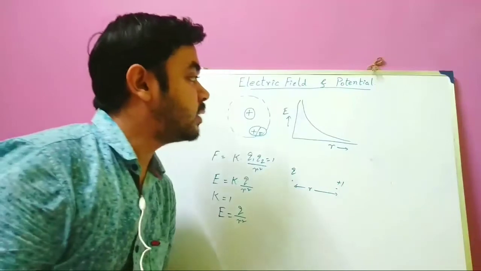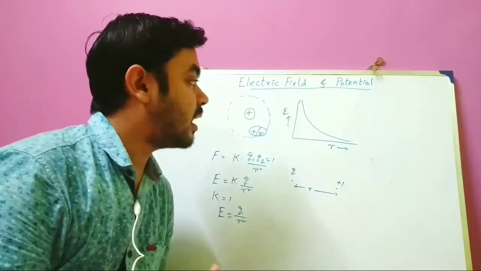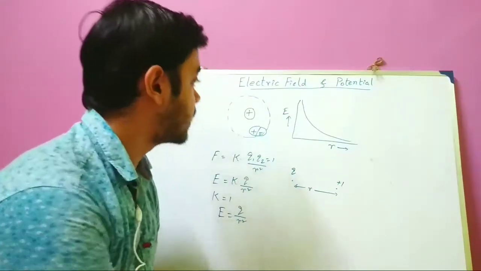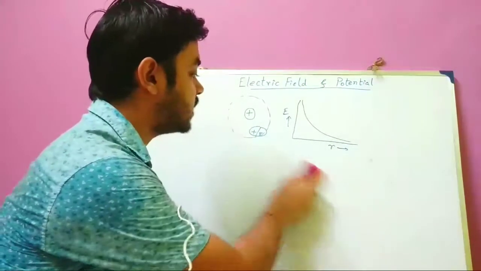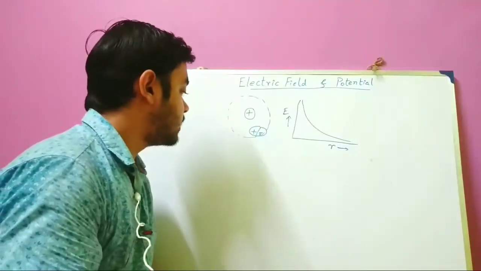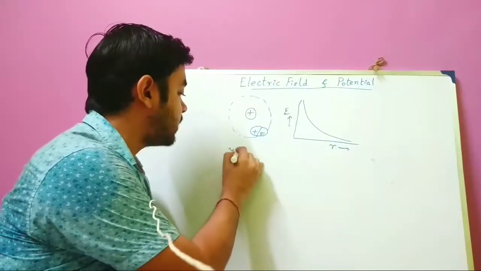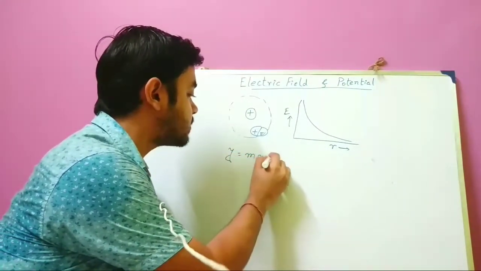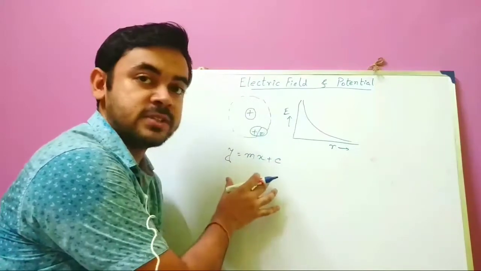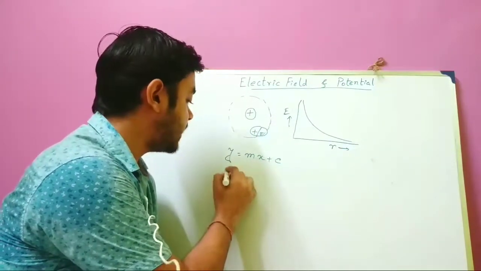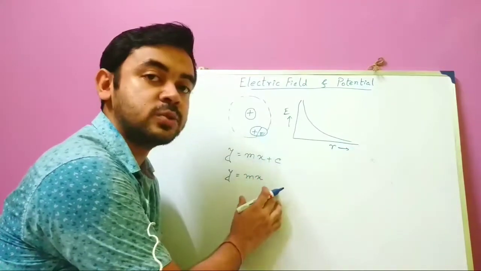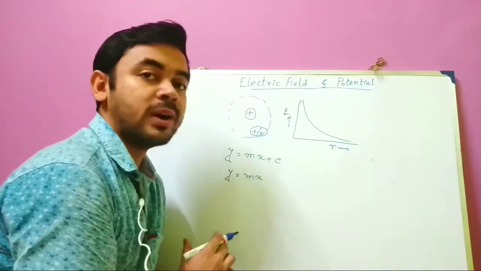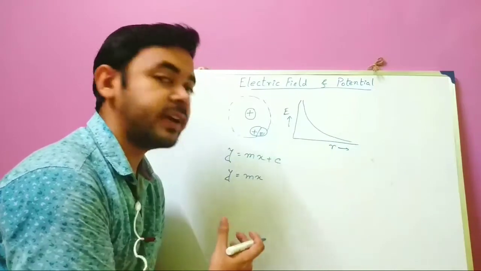We know the equations of various curved lines. Let's start with a straight line. What is the equation of a straight line? The general equation of a straight line is given by y equal to mx plus c. If the straight line passes through the origin, then y will be equal to mx. Now, what is the equation of an ellipse?